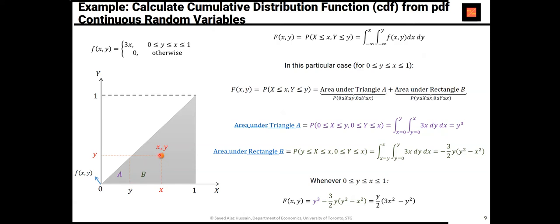If you have an x, y over here, notice it breaks up into a triangle and a rectangle. You want to find the area on the triangle. There's a surface over here, equation 3x. What's the area under the surface for this triangular region over here, A? And what's the area under the surface for this rectangular region, B?